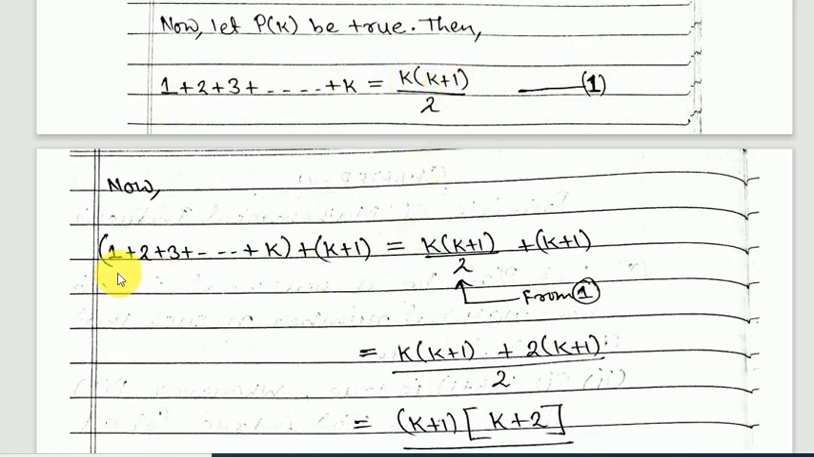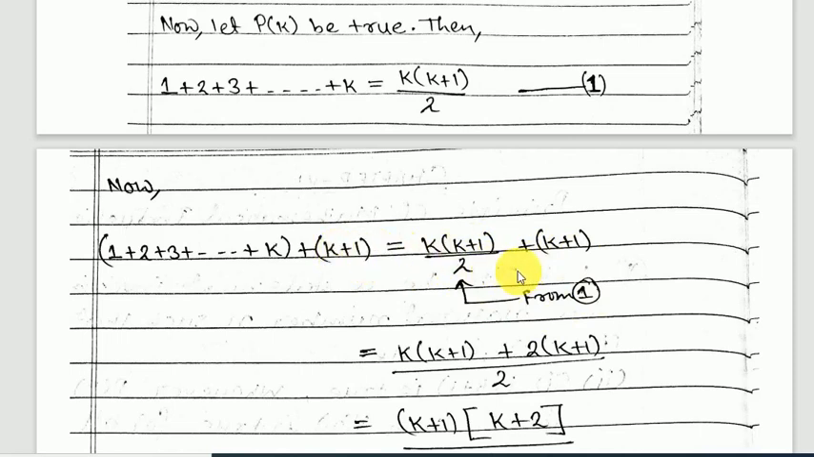So here you have written this plus k plus 1, but this is equal to what? By equation 1, this is equal to k into k plus 1 upon 2. So I have written this over here from equation 1, and then plus k plus 1.